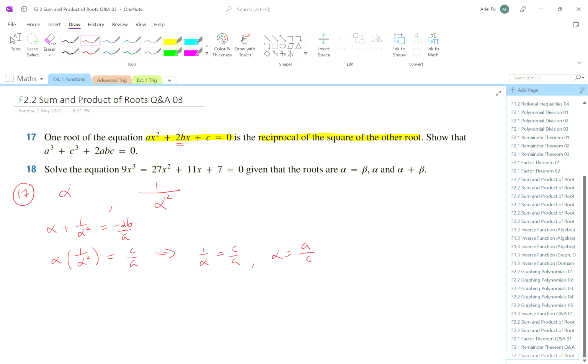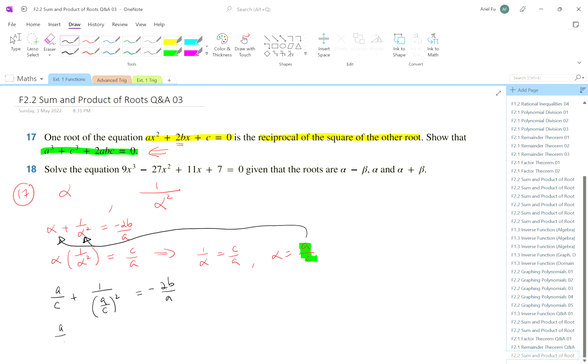I'm reciprocating both sides. Now looking at the result I want to get to, I do not see alpha at all. In other words, what the question is prompting you to do is wherever I see alpha, I'm going to substitute it with a on c. That way, all of the alphas are going to be gone. So from here I'm going to say a on c plus 1 over a on c, the whole thing squared, equals negative 2b on a. From this point onward, it's just algebra. It's a on c plus c squared on a squared, equals negative 2b on a.